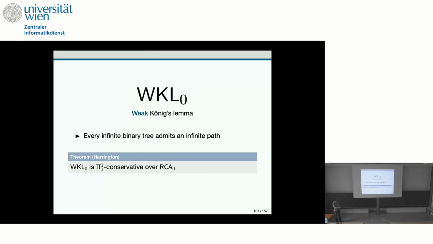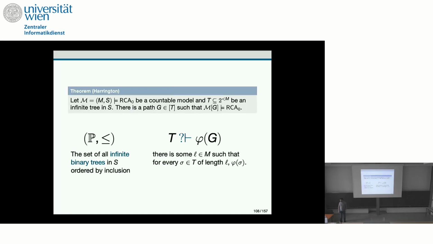And so let's exemplify this technique with Weak König's lemma that you all know well now. So every infinite binary tree admits an infinite path. And we want to show that Weak König's lemma is Pi 1 1 conservative over RC0. And so for this, all we need to show is that given a countable model of RC0 and an infinite binary tree in the second order part of the model, you can find a path so that the extended model satisfies RC0, which means that just M join G satisfies I Sigma 1.